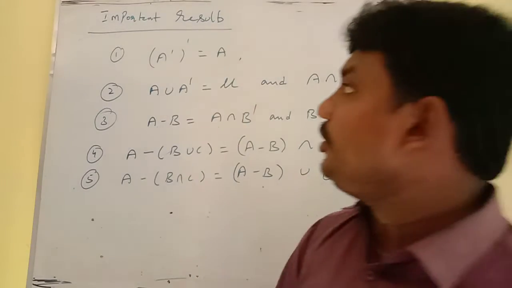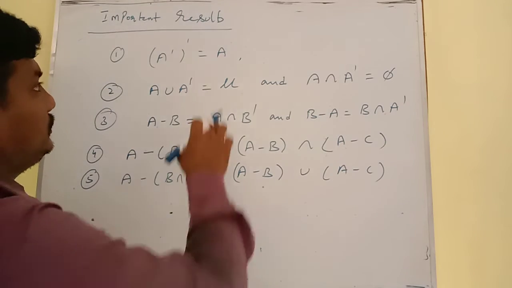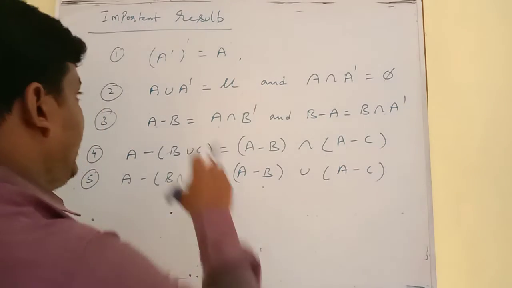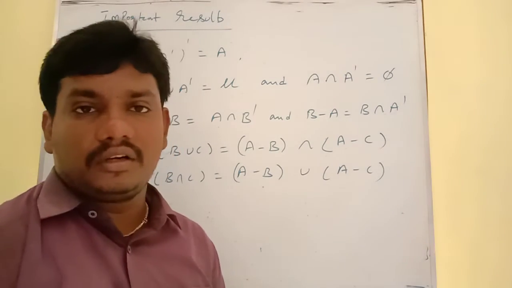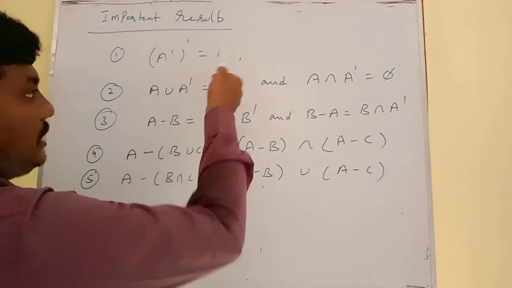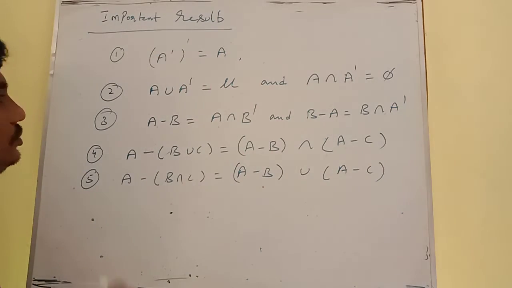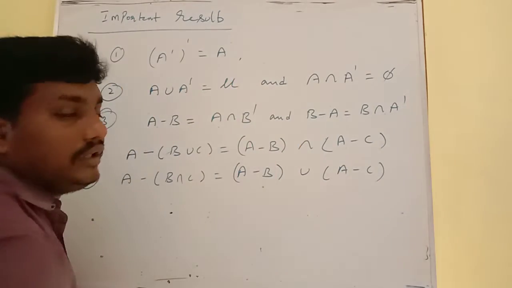Now these are the important results regarding De Morgan's law and basic formulas regarding sets. A dash whole dash. A dash means not A, that is except A. Whole dash means again A. So A dash whole dash: two times we are giving the complement to any set, it becomes the same set. The original set will come.